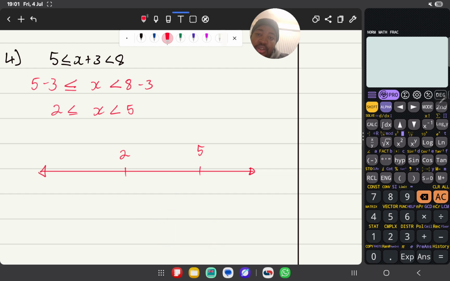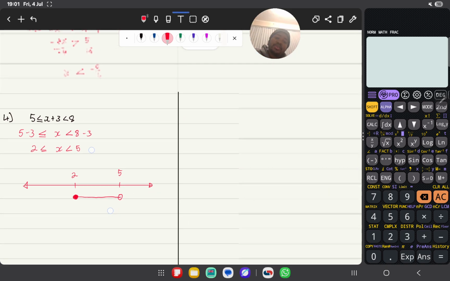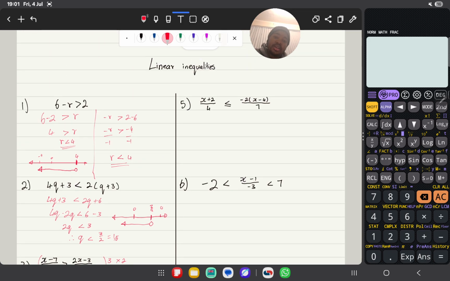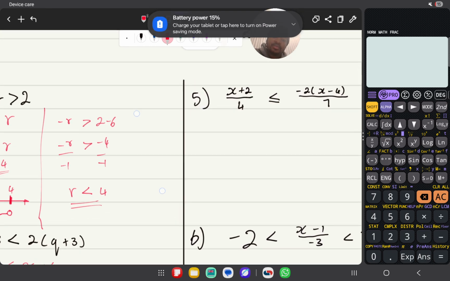And now to represent your answer in a number line properly, this side you're going to have a dot because the value is included. There's an equal sign, and here it's just going to be a circle because it's not included. And then you just draw your line like this, and then my friend, you are done.